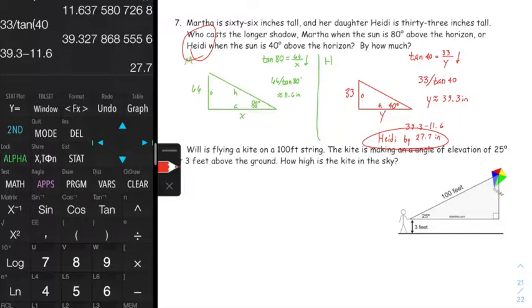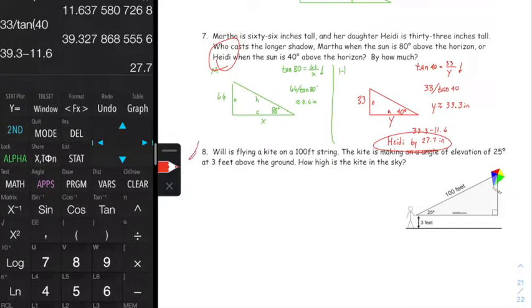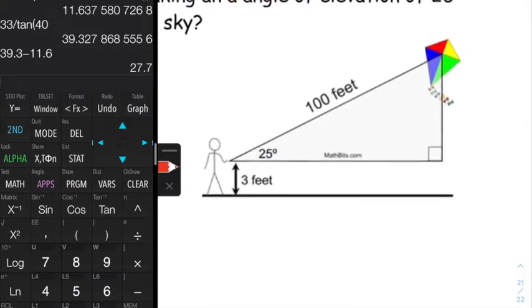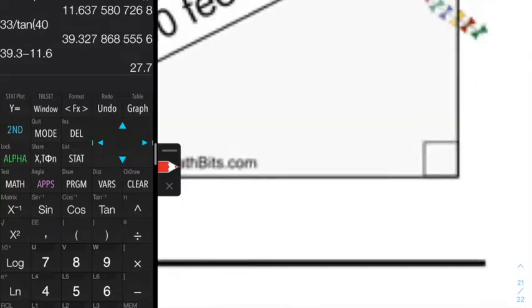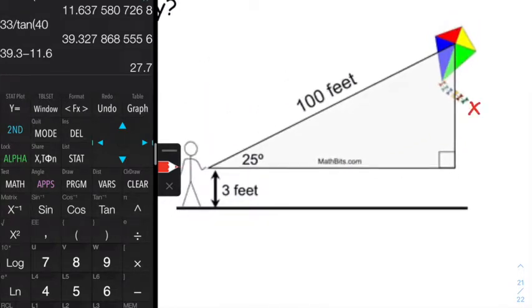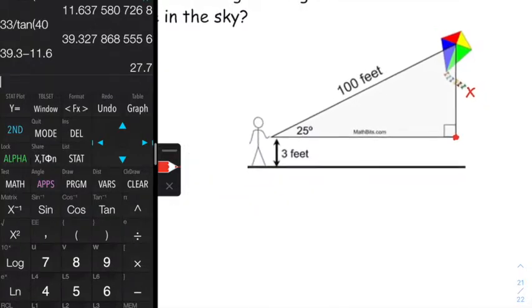All right, one more. This one's kind of a special one. I've seen stuff like this possibly on the SAT, so you might want to look at this. They drew a picture, which is kind of nice for us. So Will's flying a kite, 100 feet of string, making an angle of elevation of 25 degrees at 3 feet above the ground. You have this right triangle, but it's lifted off the ground by 3 feet, which is going to play a role when we solve, because they're asking how high the kite is in the sky. Right now we're going to figure out how high the kite is from that point he's looking at, and then we'll incorporate the 3 feet in just a second.